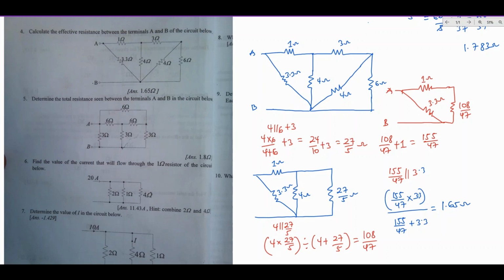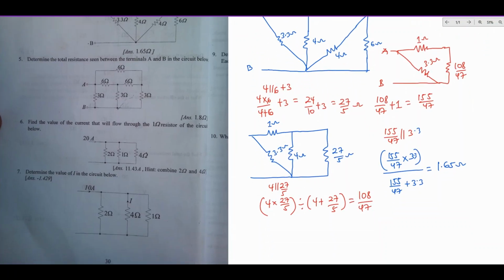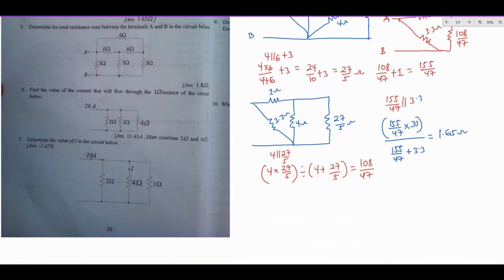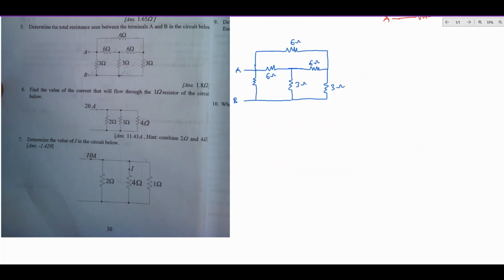Okay, so now let's move on to the next question also. This is the next question, which says that we should find the resistance seen between terminals A and B in the circuit below, which is question 5. I have the actual circuit here, and then I'm going to redraw the circuit. Let's look at how I'm going to redraw this circuit.